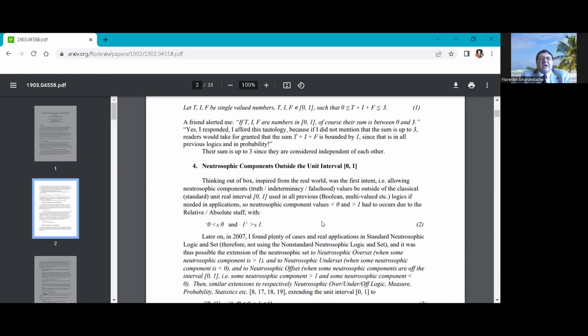Similarly, for absolute falsehood, falsehood in all possible worlds, and relative falsehood, meaning falsehood in at least one world. And similarly for absolute indeterminacy and relative indeterminacy.